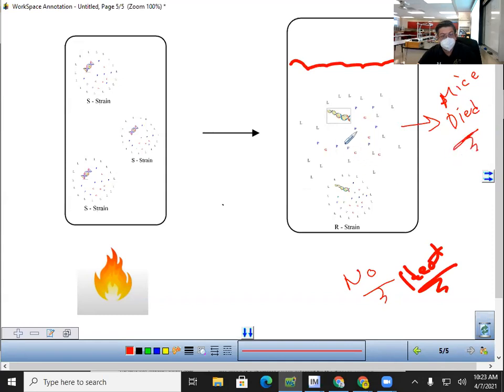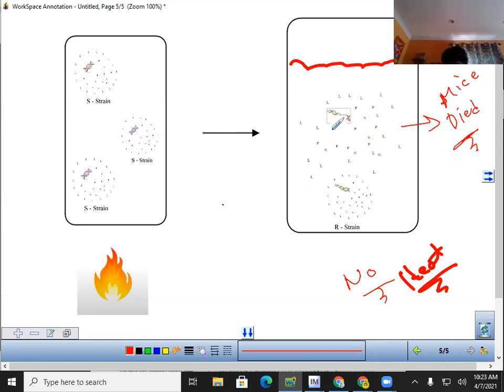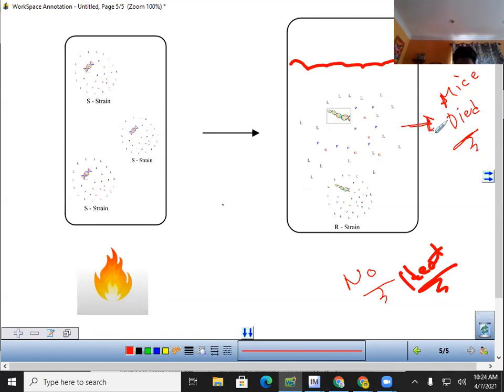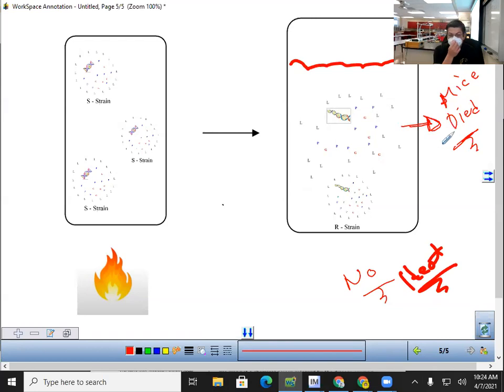Because think about it. Look, we have the killed smooth strain, right? So these bacteria over here killed the mice, and then we have the bacteria mixture, like we mix in the ones that don't do anything as well. So technically both of these things by themselves don't do anything to the mice. But when we actually did the experiment, the mice died. Why?